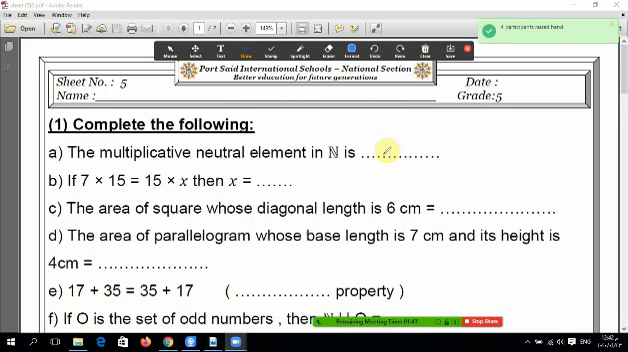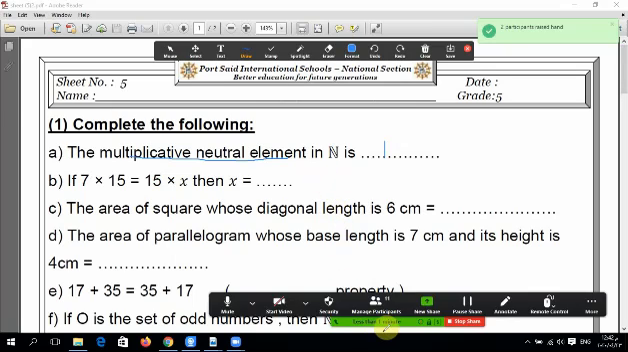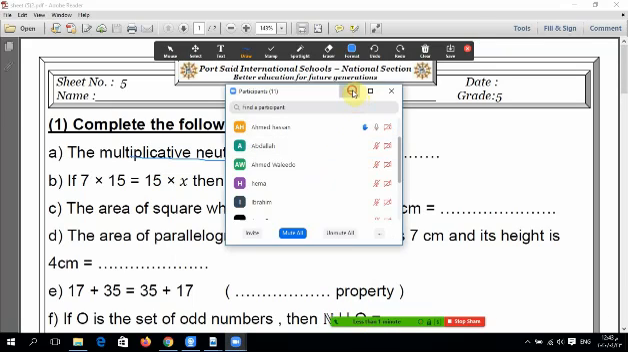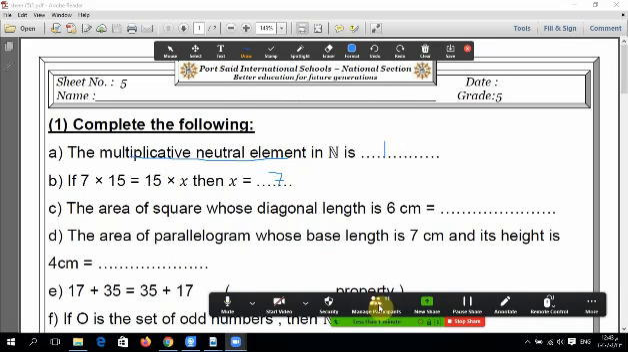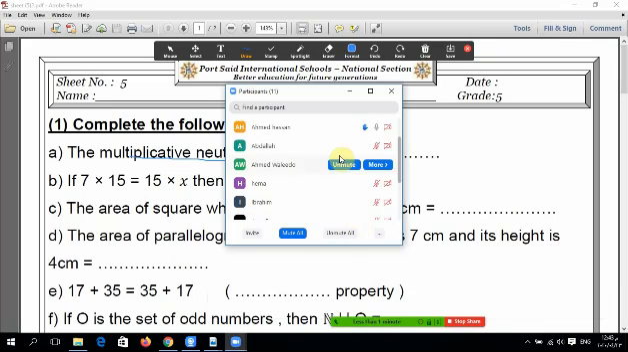The multiplicative neutral element in N is 1. Yes, it's 1. Okay, the next question, Ahmed. If 7 times 15 equals 15 times x, then x equals 7. Yes, 7. It's the commutative property.